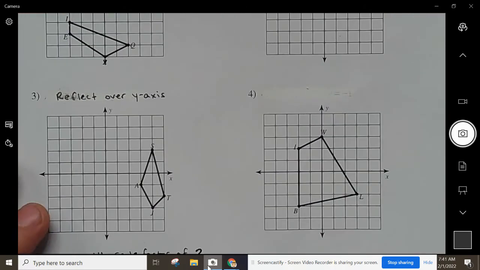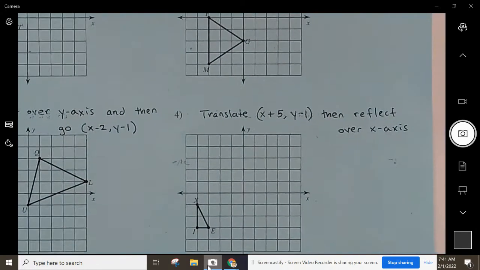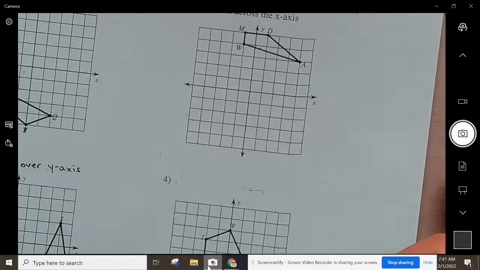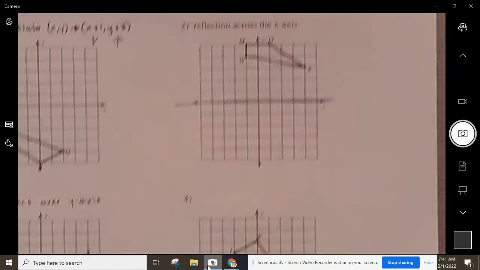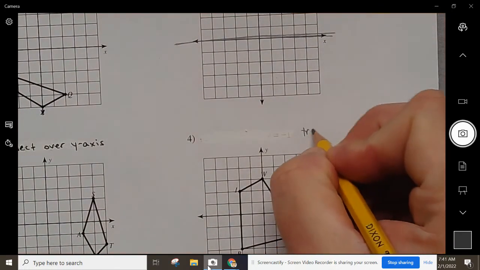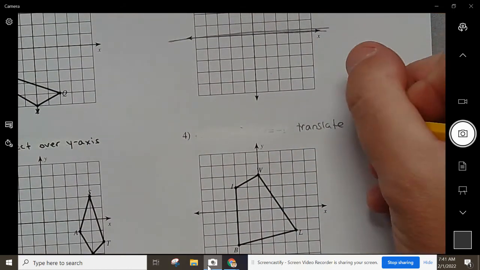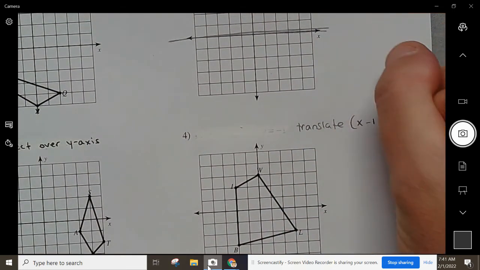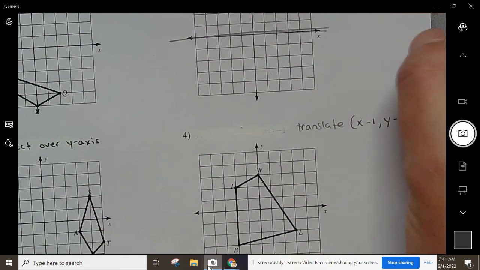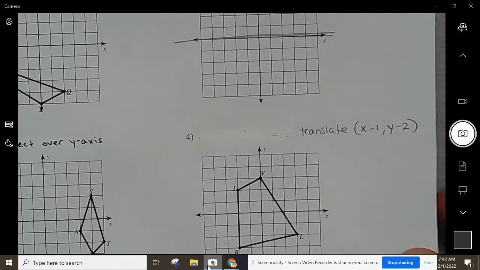Number 4, sorry, I'm going to put this here. I want you to translate. Actually, let me flip this over. Ooh, number 4 doesn't have anything. Let me have you write this in on number 4. My bad. I want you to translate with this rule: x minus 1, y minus 2. Write that down if it's not already written down there. I think it is now.